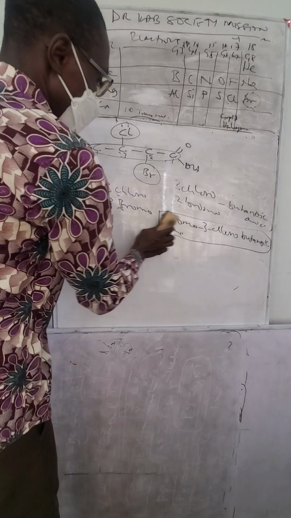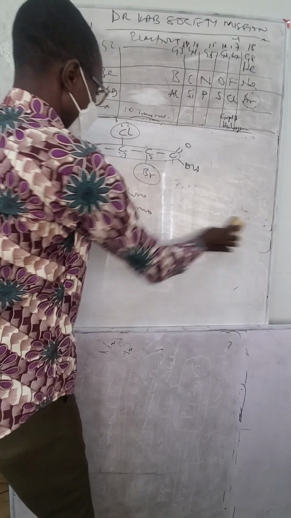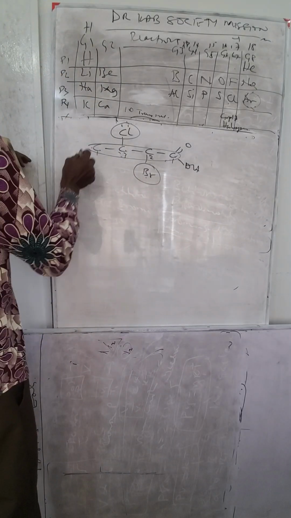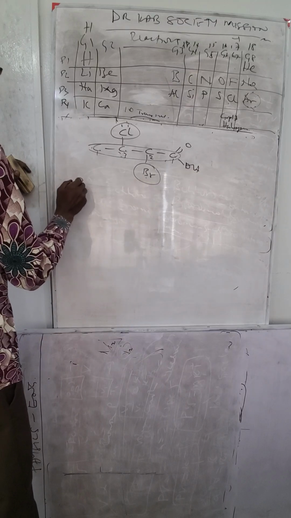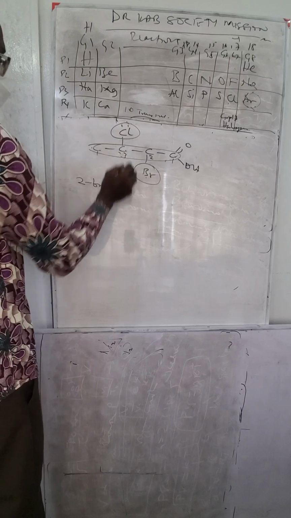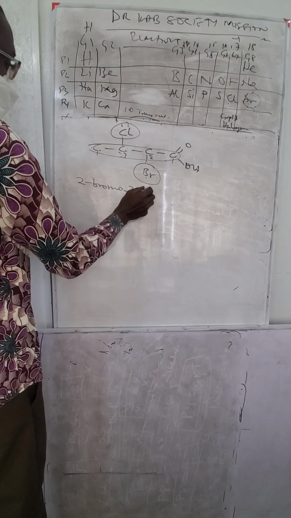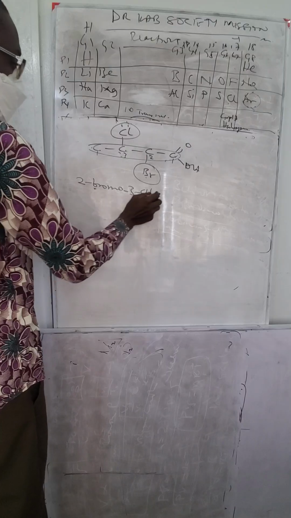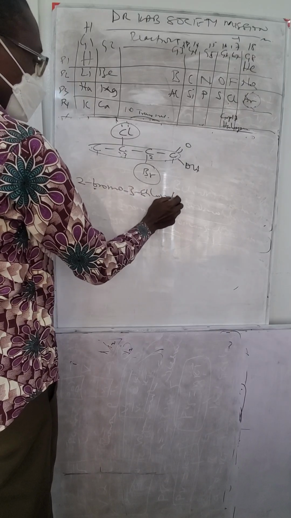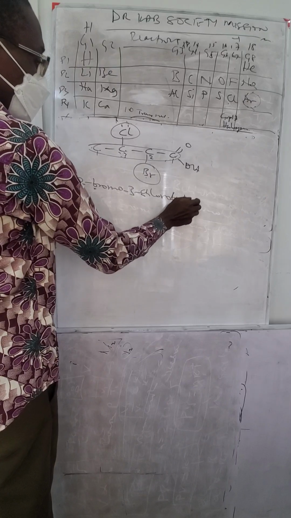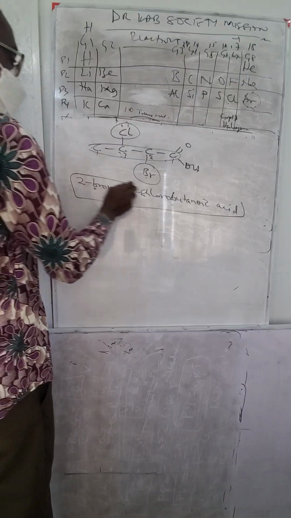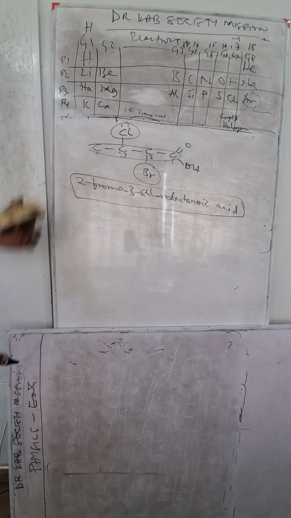Alright, so it will be 2, though you may not see it. Let me write it on top so that you see it here. So 2-bromo, 3-chloro, alphabetical order. Chloro. Then you bring out the parent name, add it, okay? Butanoic acid. I think now you can see it better.